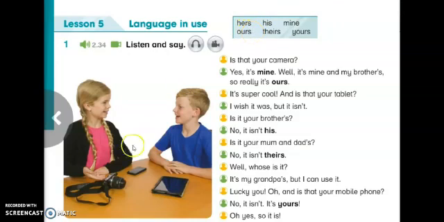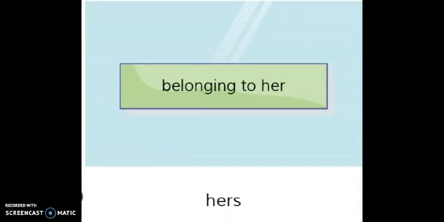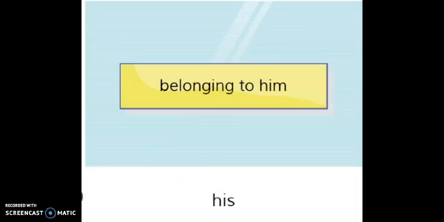Let us explain them. The first one is hers, belonging to her. بمعنى لها أي ملكية للبنت. And the next one his, belonging to him. بمعنى له أي ملكية للولد.